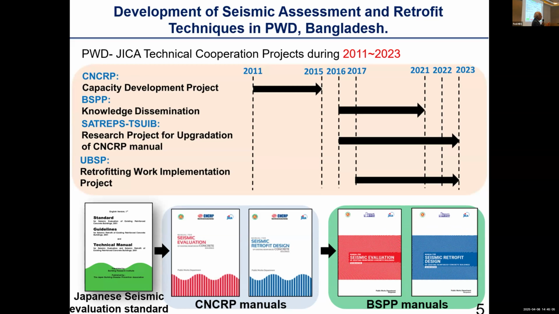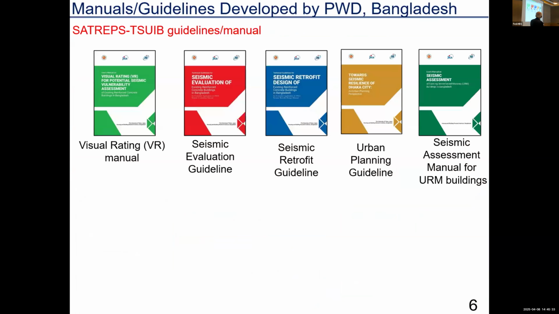4 Bangladeshi universities and 4 Japanese universities carried out collaborative research, utilizing the labs in Japan and also in Bangladesh, and the final outcomes were provided in these 2 guidelines. Those 2 guidelines supplemented our original manual. So those are the 5 guidelines prepared in the research project. All those manuals are available on the website of PWD, free to download.